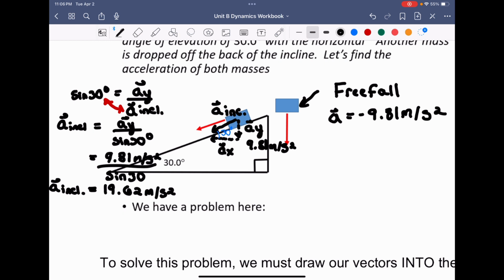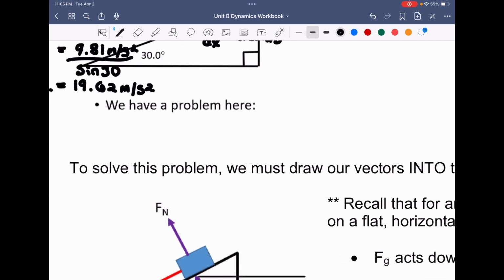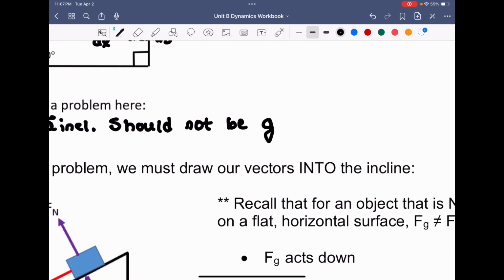The reason I want you to ignore this derivation is that realistically, you wouldn't even have to write this in your notes. If you wanted to, you could, but we want to ignore this derivation because the acceleration on the incline should not be greater than 9.81. So that's what we want to write in the problem here. The acceleration on the incline should not be greater than 9.81.